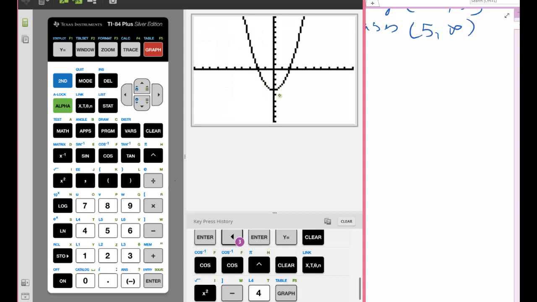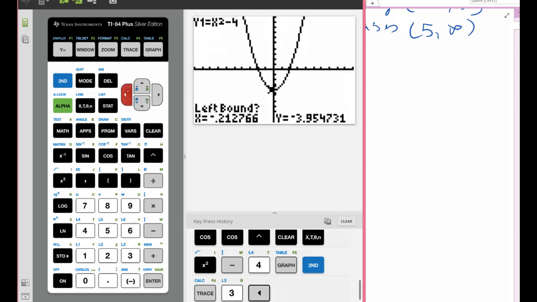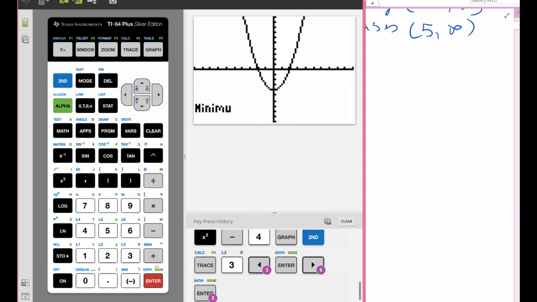Alright, so same thing, I'm going to need a minimum. My parabola is opening up, and I want to figure out this minimum. Looks like it's at 0, negative 4, but again, just to make sure we practice how to do this on the calculator, hit second trace 3. Go to the left of that value, hit enter, then go to the right of that value, hit enter, and then I'm just going to hit enter again. Alright, the minimum is at, and again, the calculator's flawed, but it is at 0, negative 4.